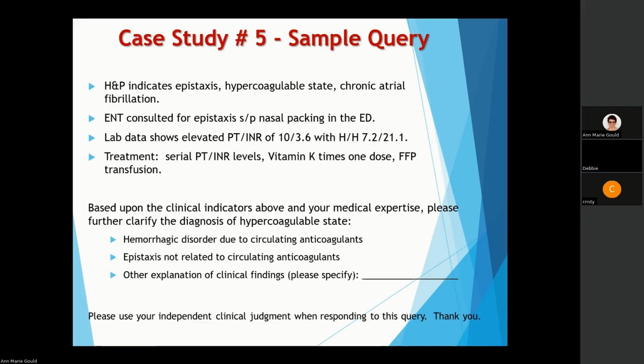And then this is just a sample query. Is it a hemorrhagic disorder? Is it circulating anticoagulants, or epistaxis not related to that, and then other? I need to do a little thing in Word based on your query example here, because I don't know that we have one for that. I think I was trying to make it up or link it, the linking thing. Yeah, the linking.